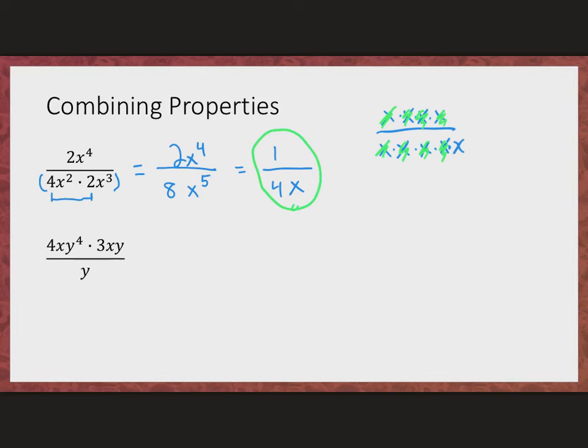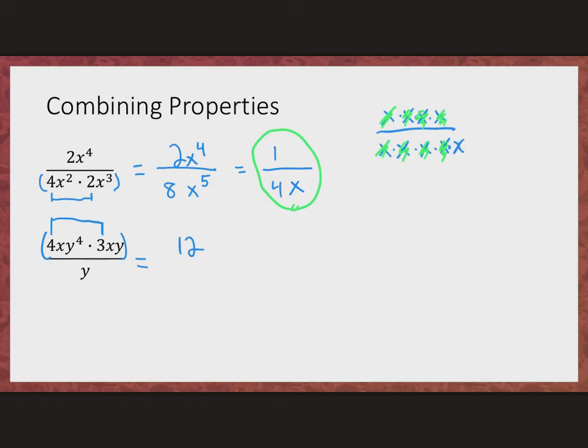Okay. Let's move on to 4xy to the fourth, 2 variables, times 3xy. And since we have multiple terms in the numerator, let's simplify the numerator first. I will put kind of parentheses around that to show that we're going to do that first. Everything in the top is being multiplied by each other. There's no addition or subtraction in the numerator. So I can do it in any order I'd like. I would like to multiply 4 times 3, which is 12.